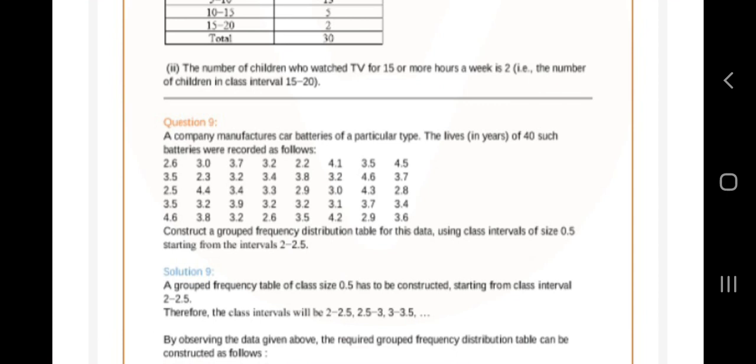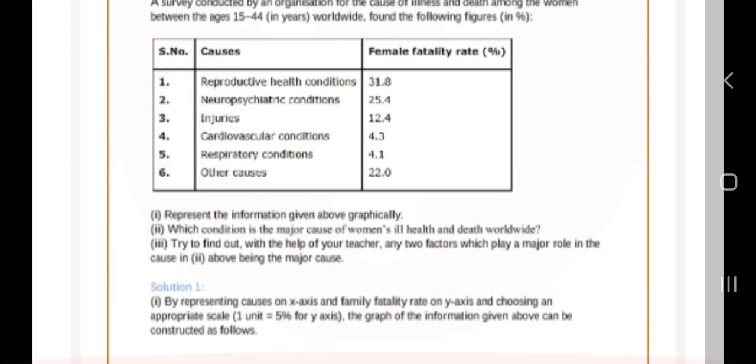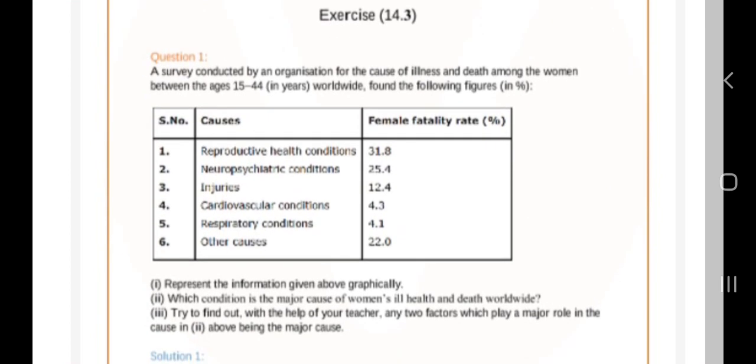Next here they have given that a company manufactured car batteries of a particular type, and 40 such batteries were recorded as follows. So here we have to construct a table like this, and we have to write the number of batteries in each range. Next we have to write here how much the total is, 40 batteries, like that.